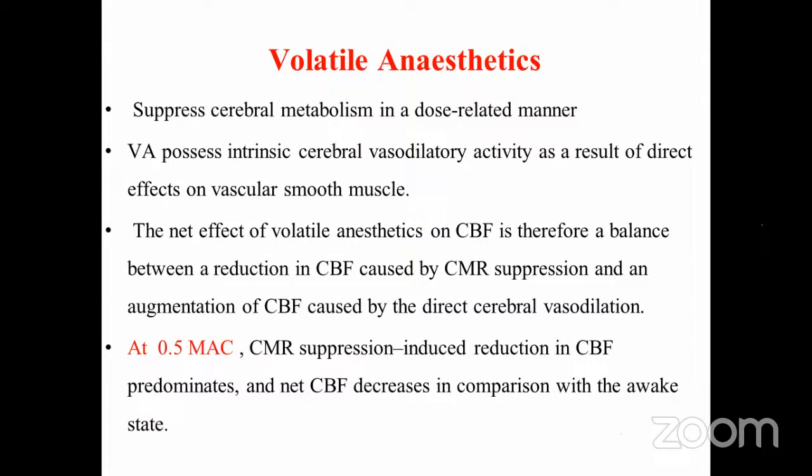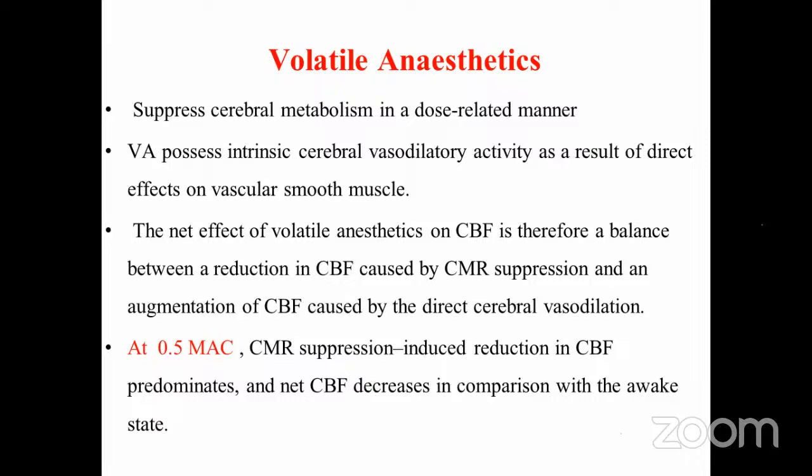Coming to inhalational agents, volatile anesthetics suppress cerebral metabolism in a dose-related manner. As the dose, MAC, increases, there is increased cerebral blood flow, thereby increasing intracranial pressure. It possesses intrinsic cerebral vasodilator activity as a result of direct effects on vascular smooth muscle. The net effect is a balance between reduction of cerebral blood flow by cerebral metabolic rate suppression and augmentation of cerebral blood flow by direct cerebral vasodilatation.